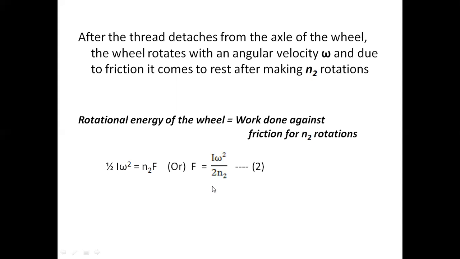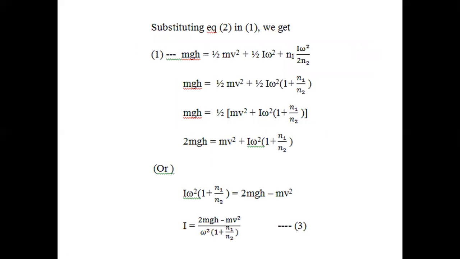Now substituting the value of f from equation 2 into equation 1, we get mgh equal to half mv square plus half I omega square plus n1 into f, and substituting for f, which is I omega square by 2 n2. From this, it is equal to half mv square plus, taking half I omega square common from these two terms, 1 plus n1 by n2.